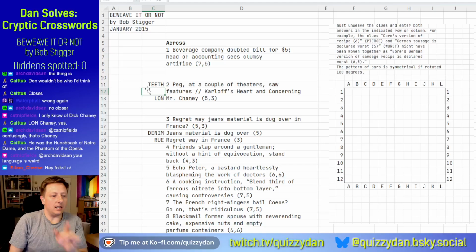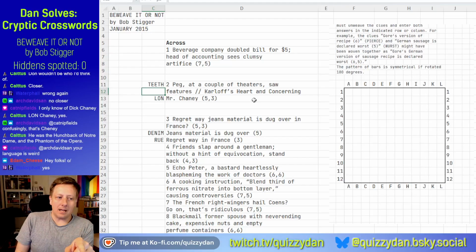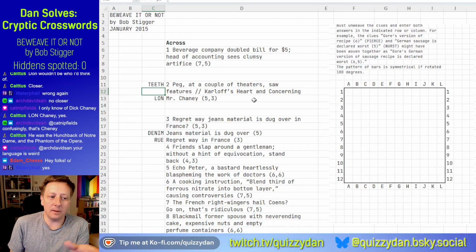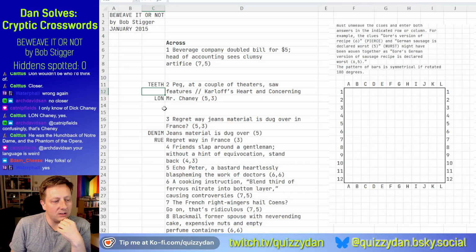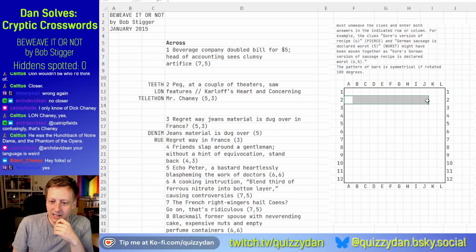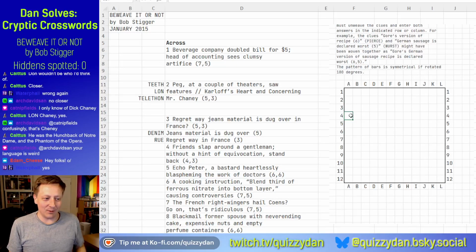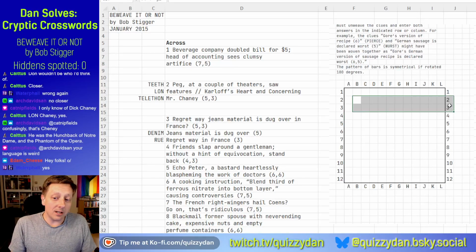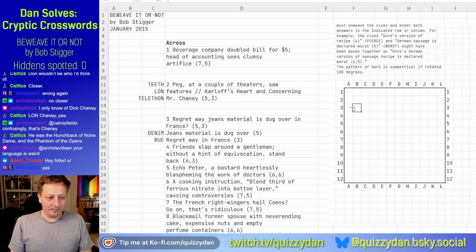He solved it, everybody. Peg is a T as in golf. A couple of theatres, the first two letters of theatres, TH. And saw features a T, TF. So now we need to combine them. Teeth and Lon become telethon. So that is what we're going to put in there. Oh, I solved a thing. That feels really satisfying. It'll be the only time I do it. I do apologise. Don't know where it goes in there, but we do know we've got an 8-letter word, telethon, in there. Nice.